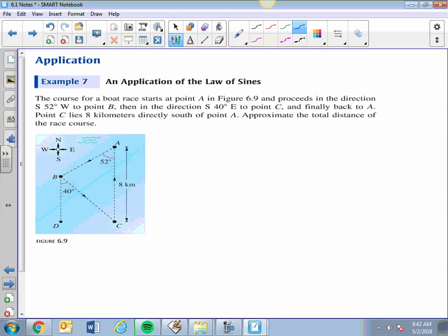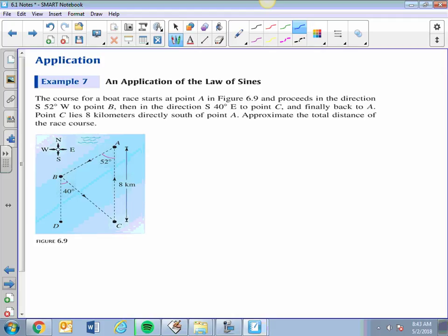Okay, so this one here, that B to D or segment BD, it helps us figure this out, but that's not the path that the boat followed. All right, it says point C lies 8 kilometers directly south of point A. Approximate the total distance of the race course. So in other words, we have to find all of the lengths of that triangle. Okay, so we have a problem here, and that problem is we only have 1 degree measurement inside the triangle.